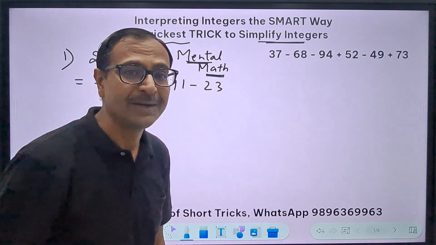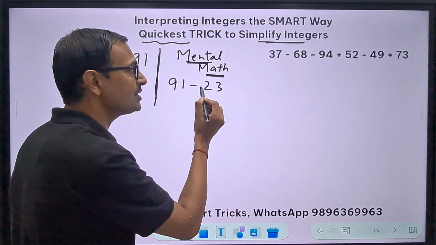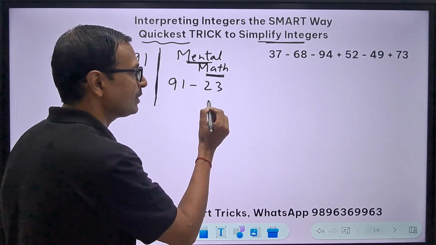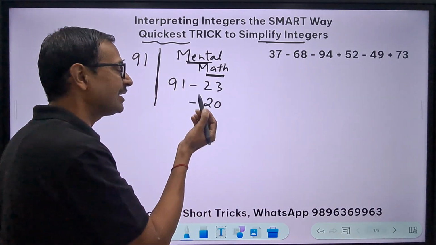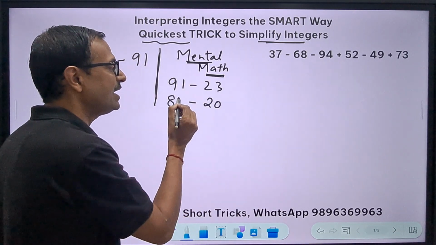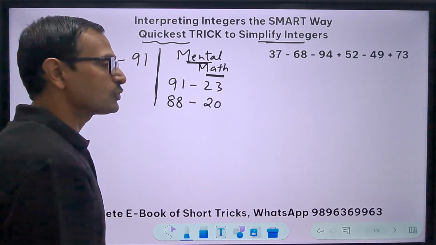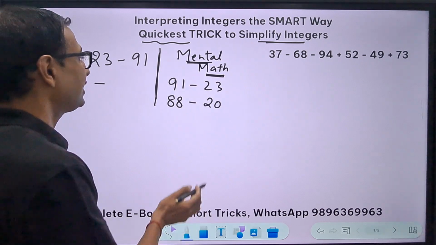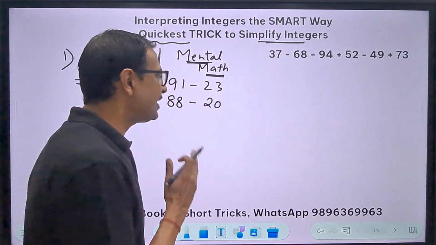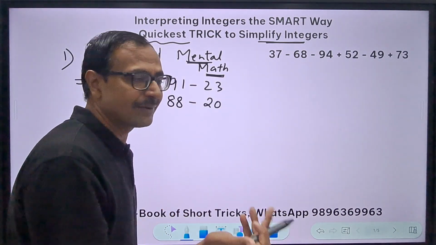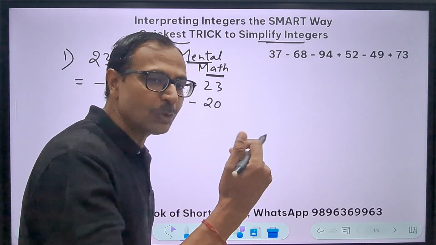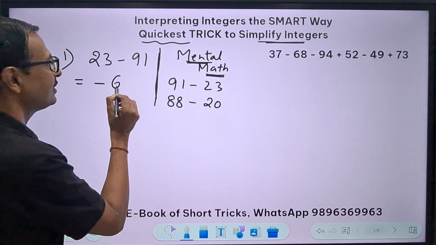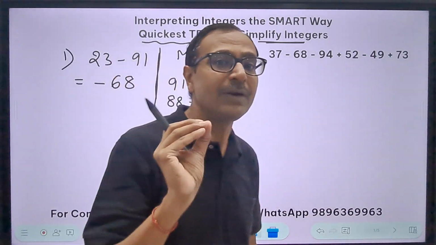The next thought should be how to convert this 23 into a base number. Like if you reduce this by 3, this will become 20, right? So next thing is 91 minus 3, that is 88. So this everything has to be processed by your mind, no pen and paper required there. Okay, so you should think 88 minus 20, and 88 minus 20 is easiest one. Reducing by 20 is like coming 2 steps down. 88, 78, 68. So 68, and that is your answer. Minus 68 is the required difference.